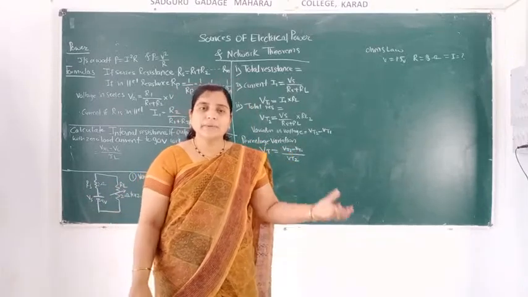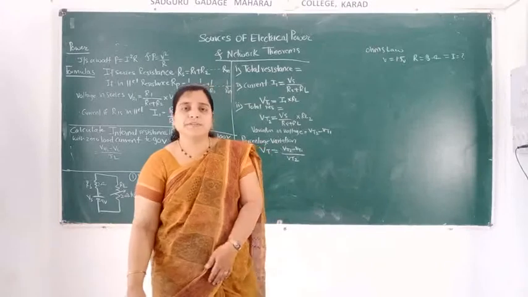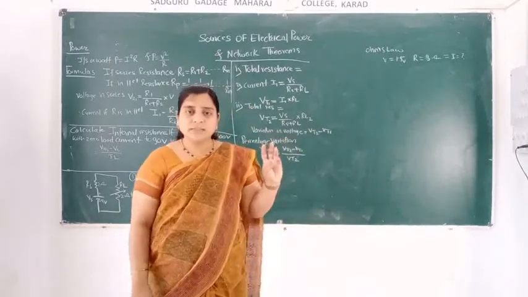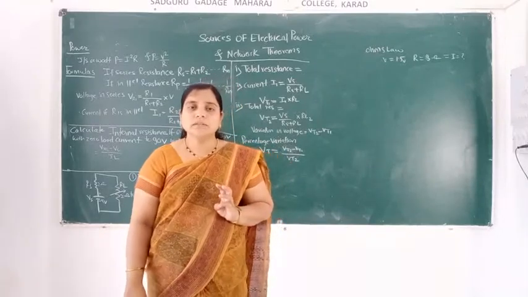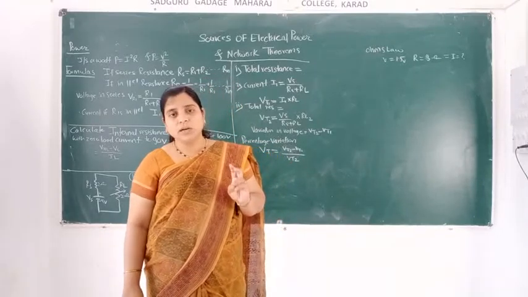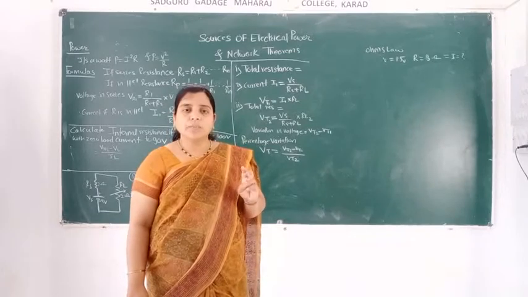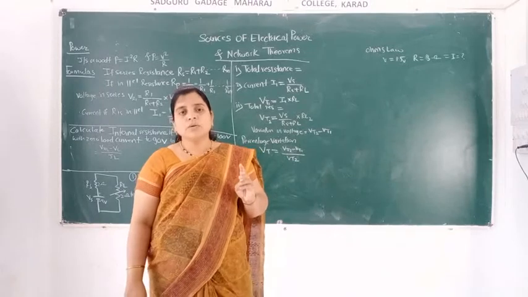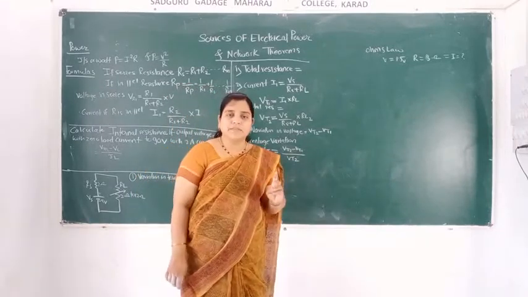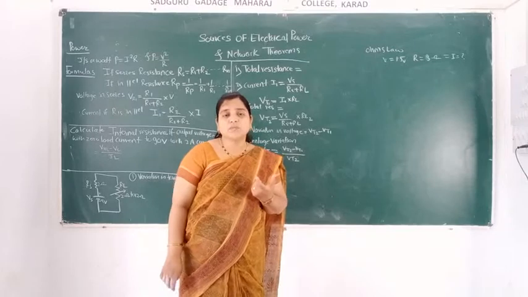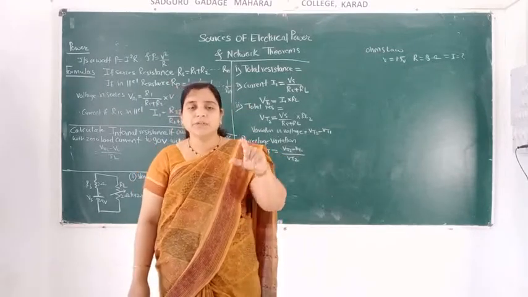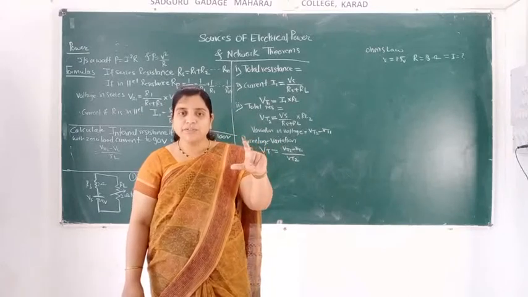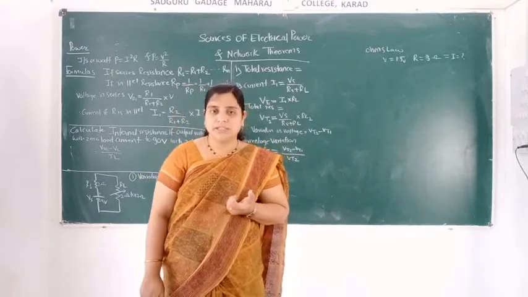So all these are the basic concepts that we have seen in the previous lecture of this chapter. We also saw Ohm's law. Ohm's law is what? V is equal to I into R. That is, voltage or potential difference is equal to current into resistance. So V means what? Potential difference. Difference means what? The difference of the voltage between two different points is called the potential difference.